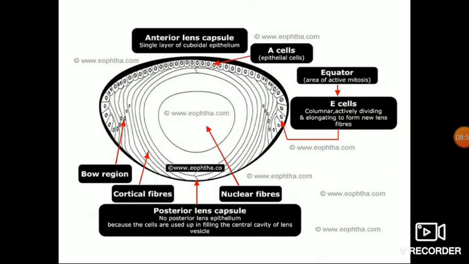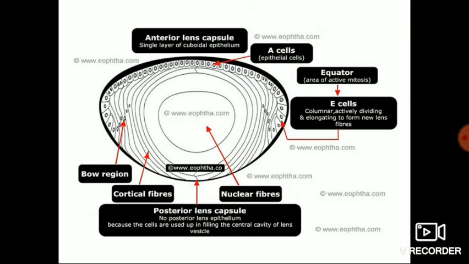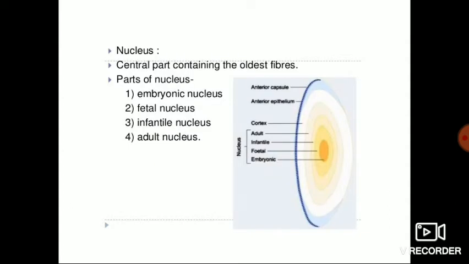The lens epithelium is a simple cuboidal epithelium and is found on the anterior surface of the lens. These cells secrete the anterior lens capsule throughout life. The simple cuboidal epithelium consists of epithelial cells in a single layer which have the same height, width and depth, which are also called A cells.